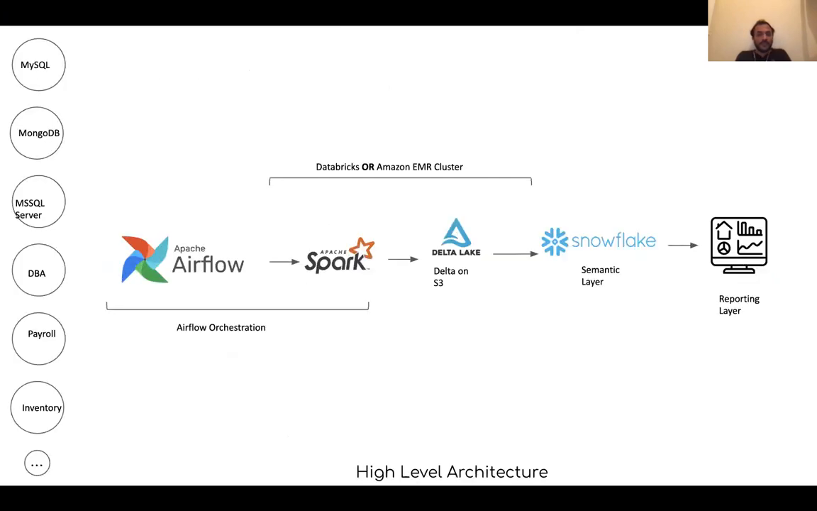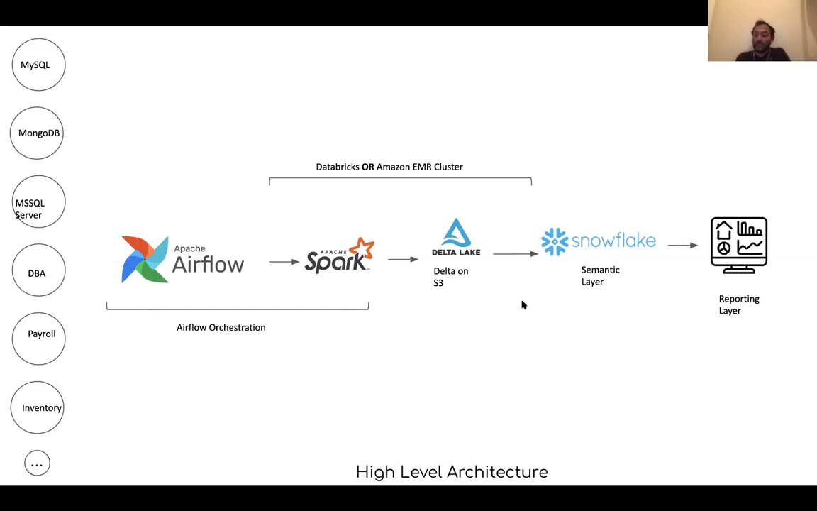So consider this as one of the use cases where you have data in MySQL, MongoDB, MS SQL Server, DBA, you have payroll data, you have inventory data. Now you want to fetch all the data into your data lake. This is an end-to-end design where you connect this to your Spark read, and then you have Delta on an S3 bucket, let's say, and this can be on Databricks, Amazon EMR cluster, or on-prem, whatsoever you want to have. Airflow's role here is to schedule that, keep pulling the data from this source system.